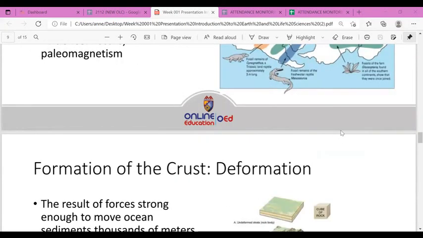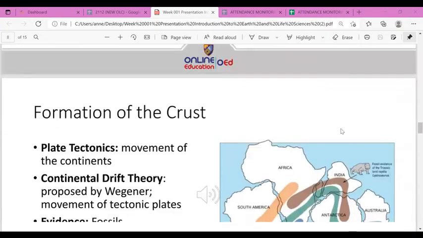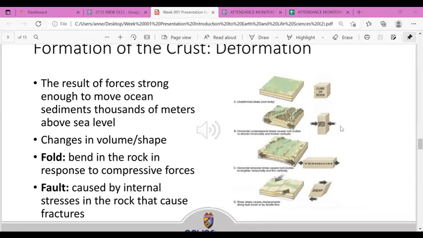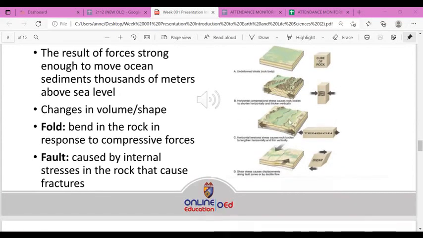Okay. Now, if we have here the formation, this naman the deformation. This is a result of strong force enough to move ocean sediments thousands of meters above sea level. When there is a movement, boys and girls, there will be a change in volume or in shape. So you have these three changes or movements: the horizontal compressional, and then the horizontal tensional, and then the shear stress.